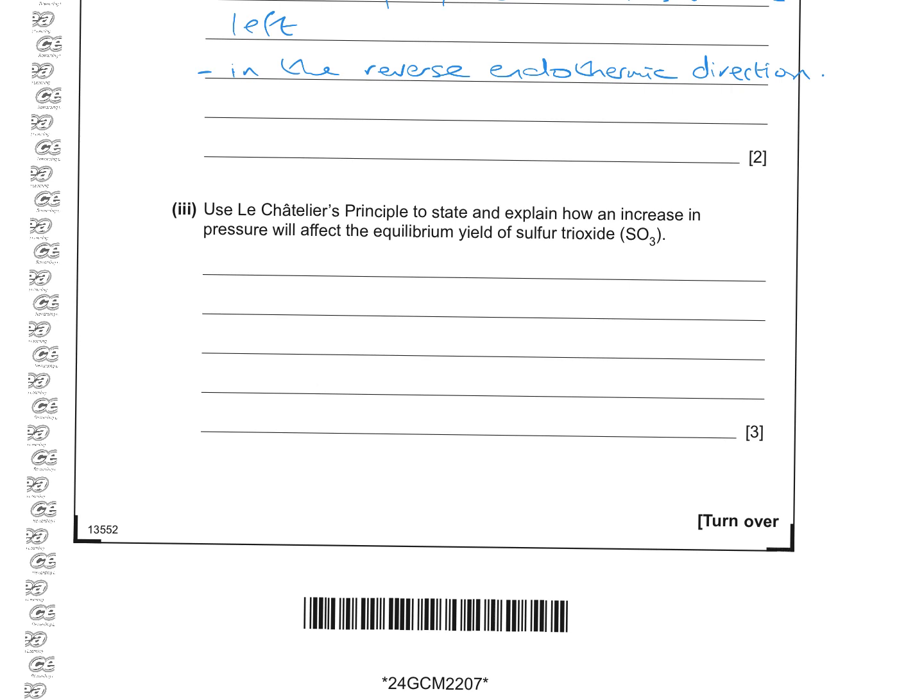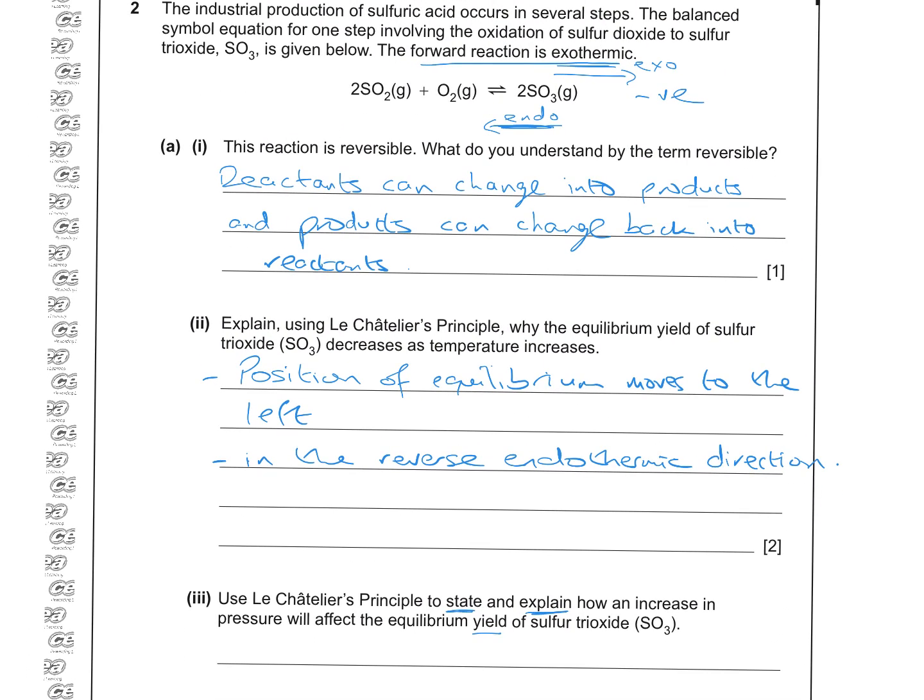Part 3. Explain, so we have to state and explain how an increase in pressure will affect the yield. Okay, so let's go back up to the question, and we can see that there are 3 moles of gas on the left and 2 moles of gas on the right. Now when pressure is increased, it always moves the position of equilibrium from more moles to fewer moles. So in this case, the position of equilibrium will move to the right, which means that the yield of SO3 will increase.